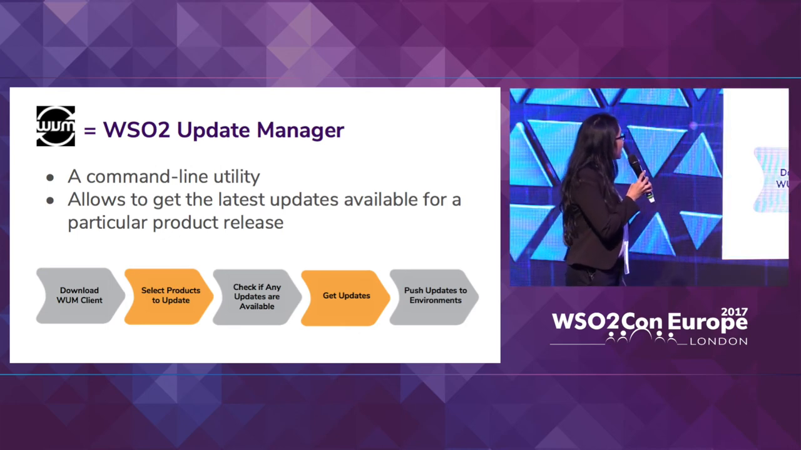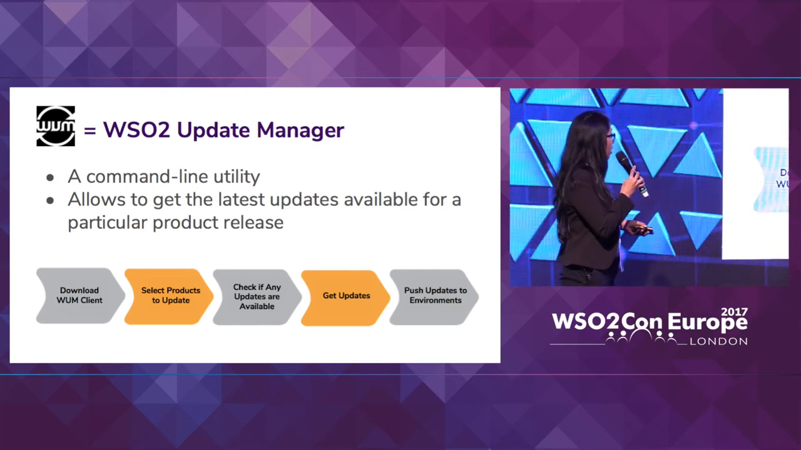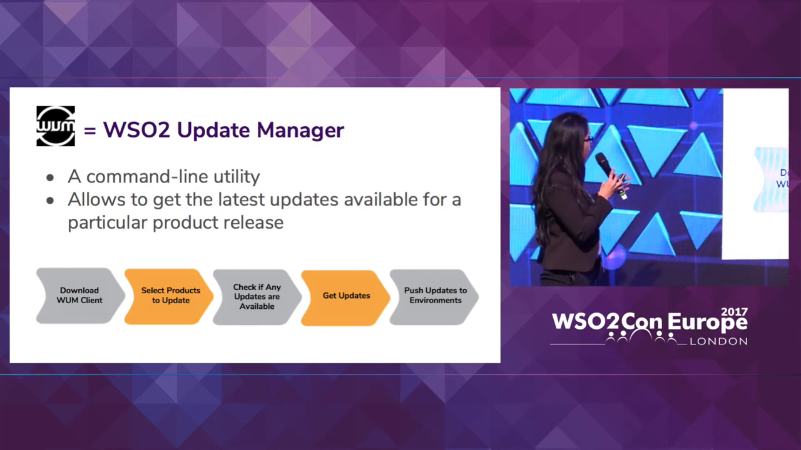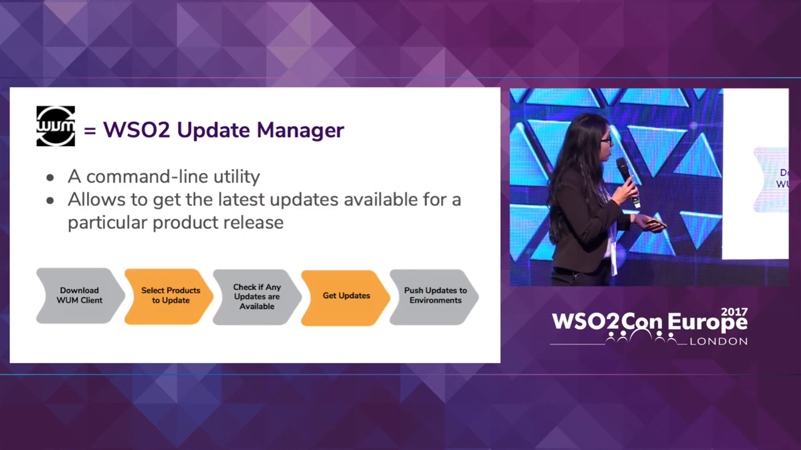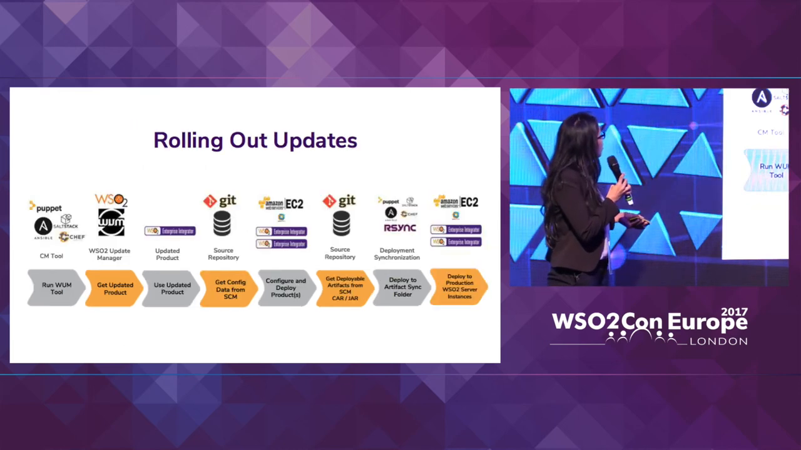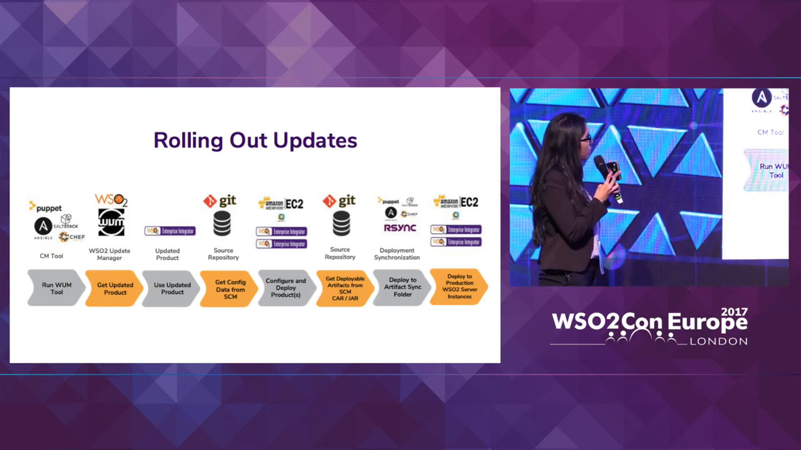Okay, and it allows you to get the latest updates available for a particular product release. So first you need to download the WAM client and then select the products to update. You have to check if any updates are available. You need to get the updates and push the updates to environments. So this is one way that you can roll out updates.